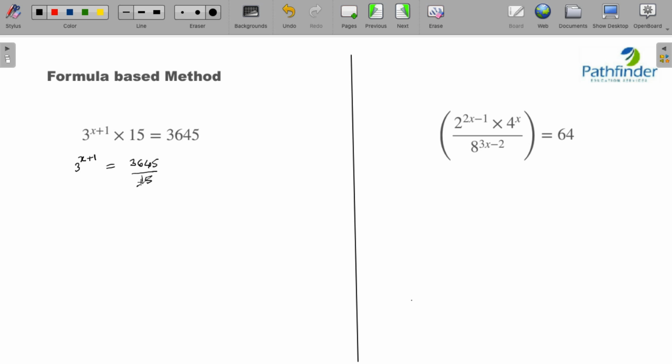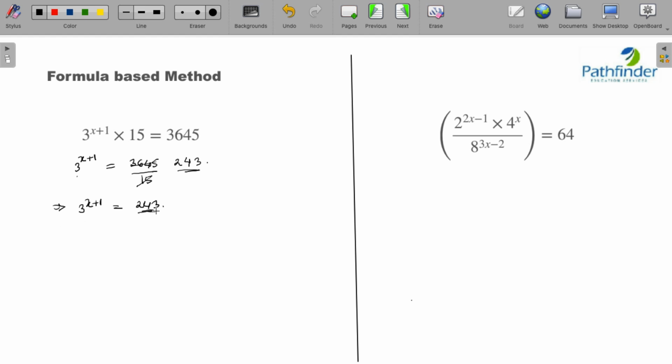Now you cancel this out. 15 2s are 30, 15 4s are 60, and 15 3s are 45. So you have 3 to the power x plus 1 is equal to 243. Let me write that down here. So 3 to the power x plus 1 is equal to 243.